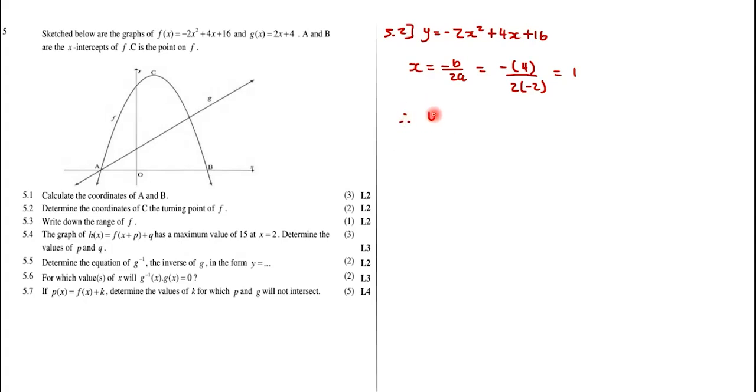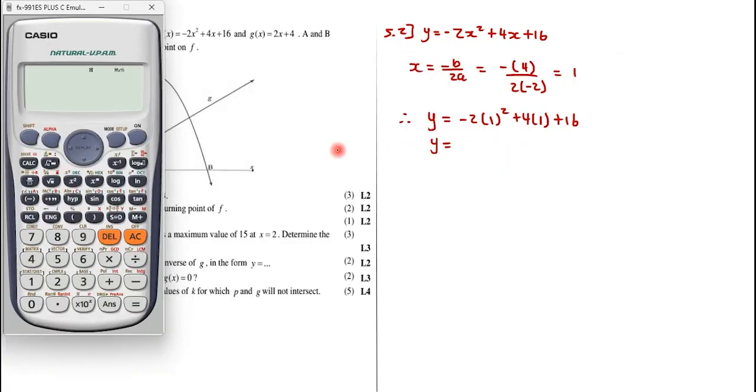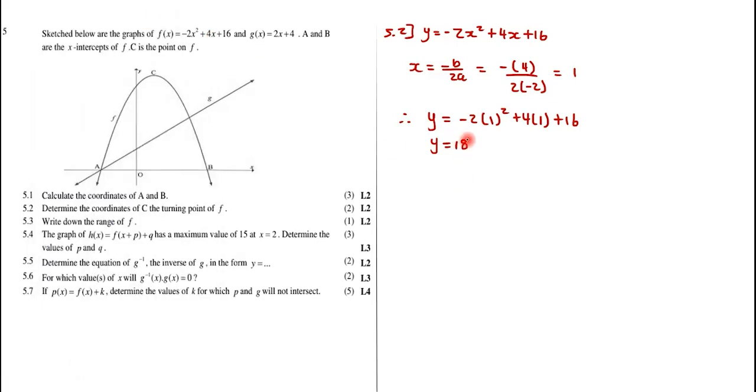Then we take this and substitute it into the original equation, because we want to find the y coordinate of the turning point. When we do that, we basically get minus 2 times 1 squared plus 4 times 1 plus 16, and this gives us 18. So our answer becomes 18, and the coordinates of C are 1 comma 18. All right, now let's have a look at 5.3.